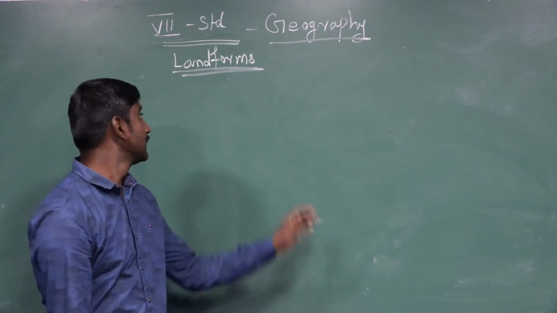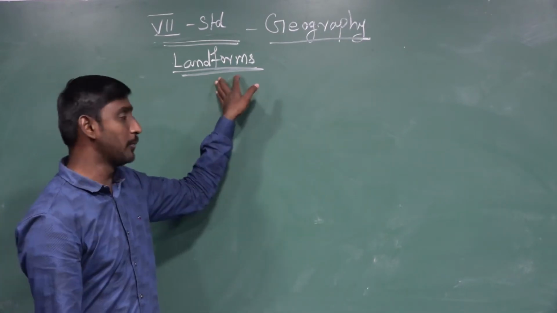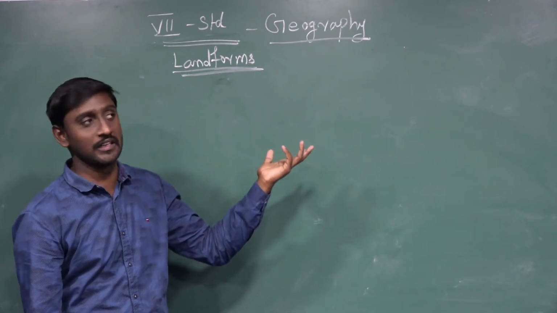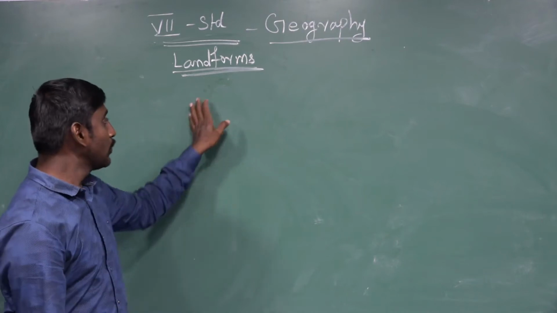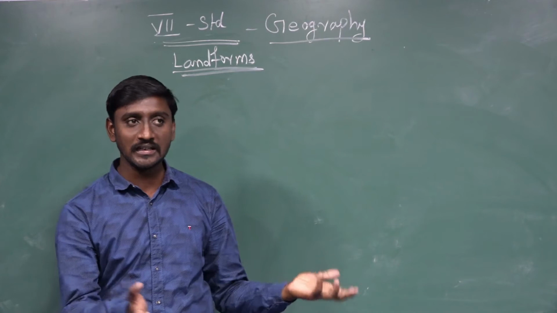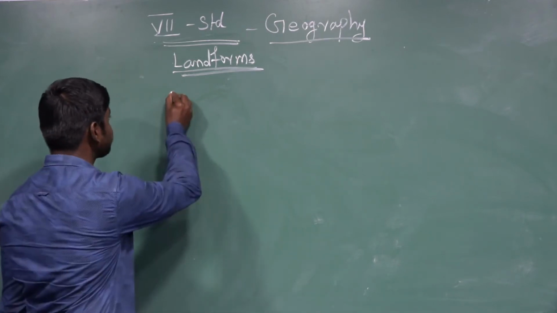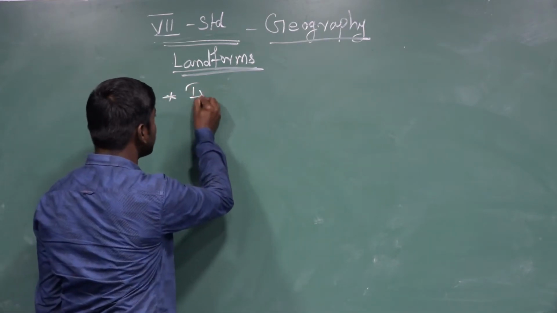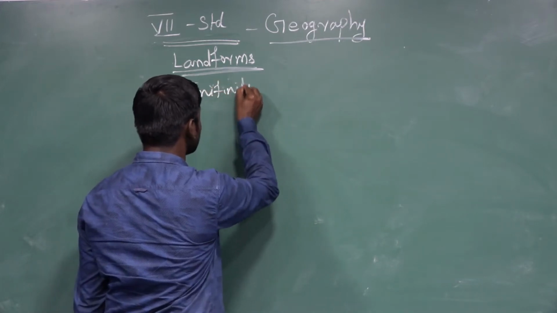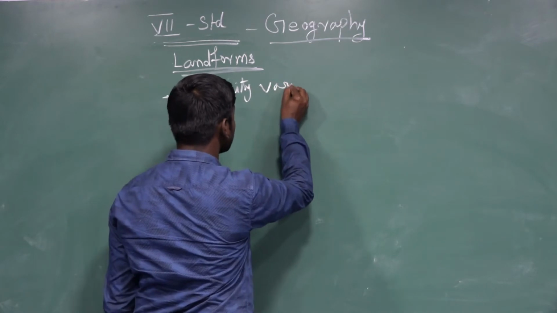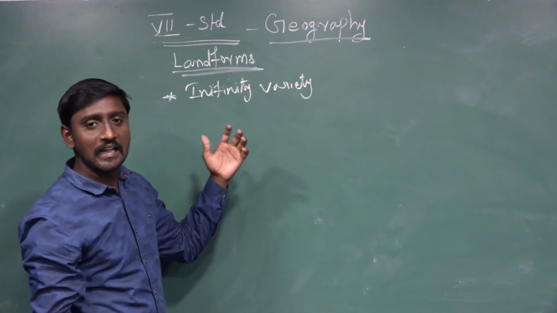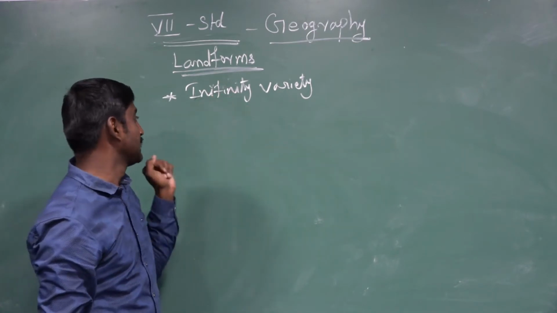The second lesson is landform. What is the meaning of landform? A landform is a natural feature of the earth's surface. The earth has an infinite variety of landforms on its surface.